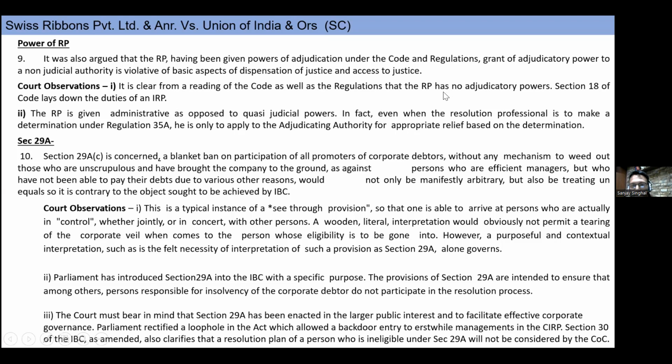as well as the regulation that the RP has no adjudicatory power. Section 18 of the code lays down the duties of an IRP or RP. The RP is given administrative power as opposed to quasi-judicial power. In fact, even when the RP is to make a determination under regulation 35A, he only applies to the AA for appropriate relief based on the determination. So the court made a clear observation that the RP does not have any adjudicatory power. He has only administrative power.